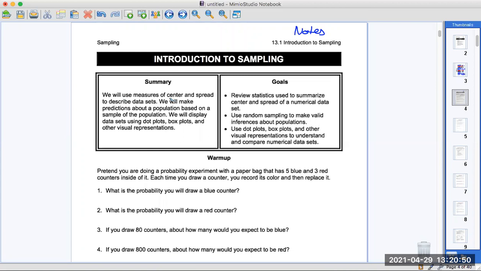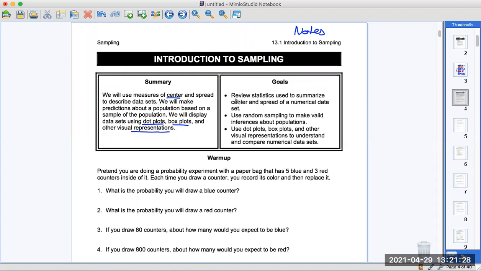We will use measures of center and spread to describe data points. Where is the data centered? That's usually your median, your middle number. We will make predictions about a population based on a sample of the population. Remember, I talked about you only ask a few people, you're not asking everybody because the population is usually very big. We will display data sets using dot plots, box plots, and other visual representations.